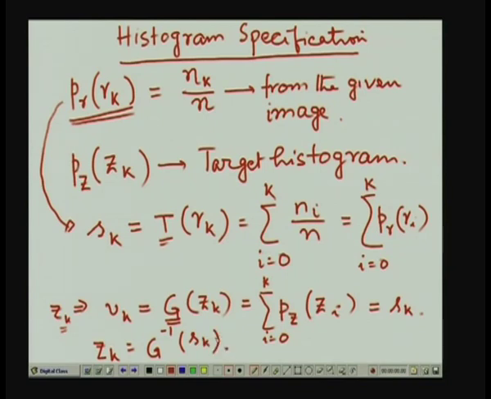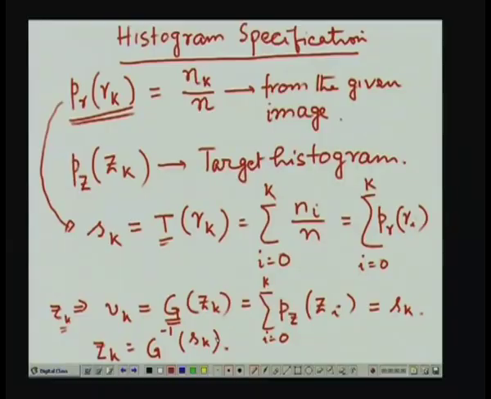So, what we have to do is, for the given image, we have to find out the transformation function Tr corresponding to the histogram of the given image. And using this transformation function, every intensity value of the input image, which is Rk, has to be mapped to an equalized intensity value, which is equal to Sk. So, that is the first step.